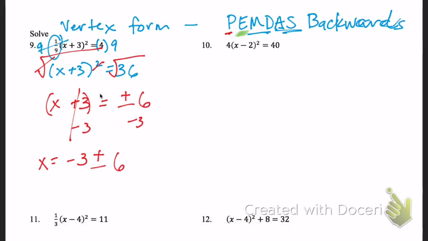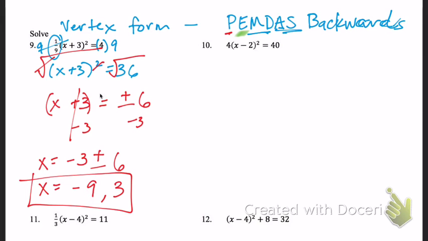Now, if you have nice numbers, like all integers, then I want you to actually solve it out and give me 2 real numbers. If you have square roots and stuff, like I'm going to show you in the next example, then I want you to just leave it like that. But with this, you could actually solve it out. So negative 3 minus 6 is negative 9. Negative 3 plus 6 is 3. So I'm going to have 2 real numbers.